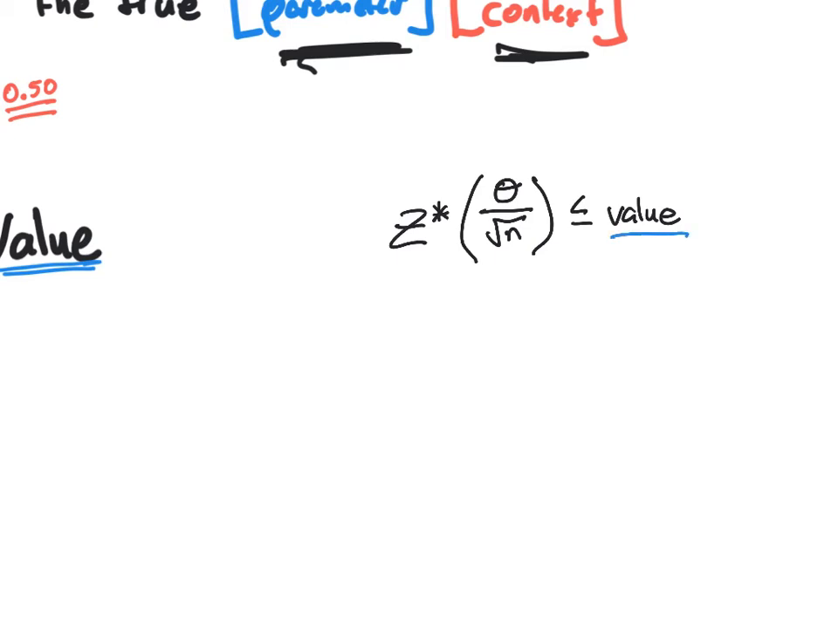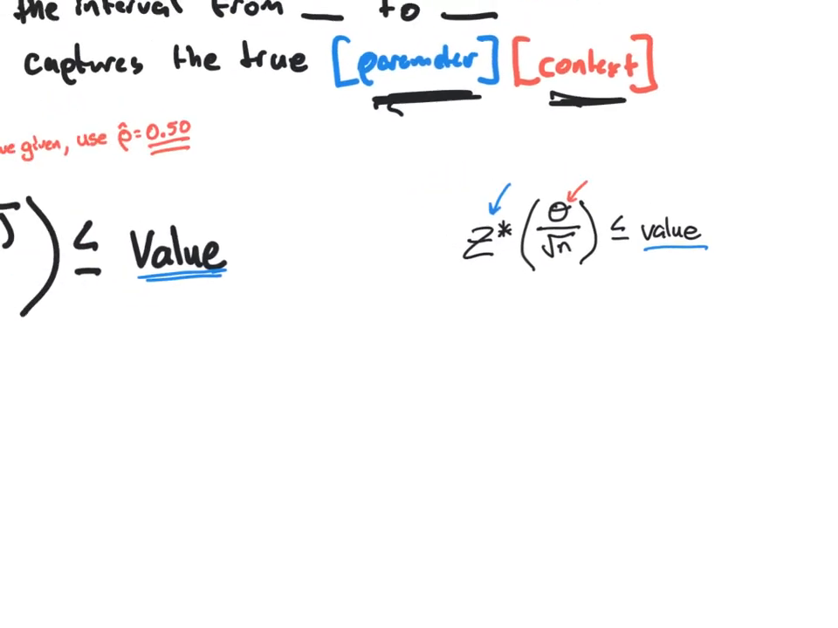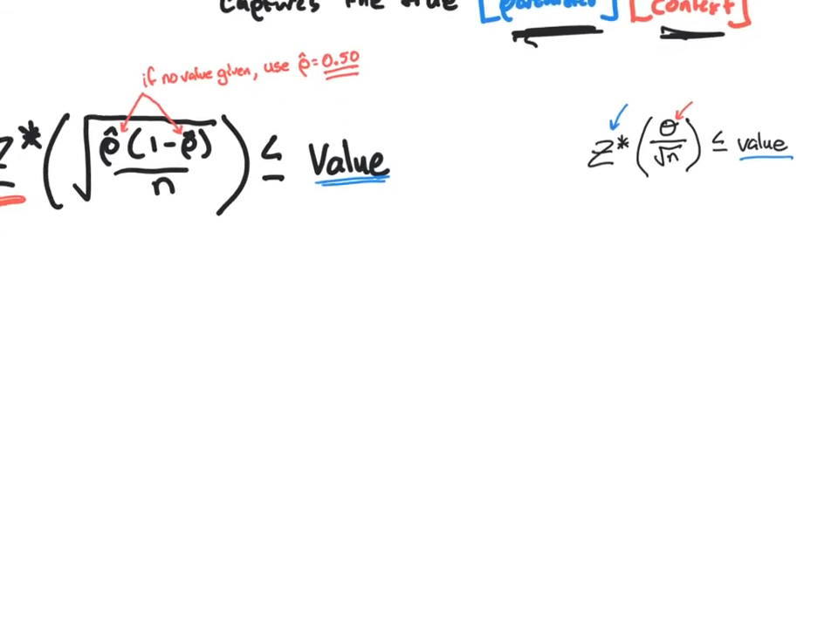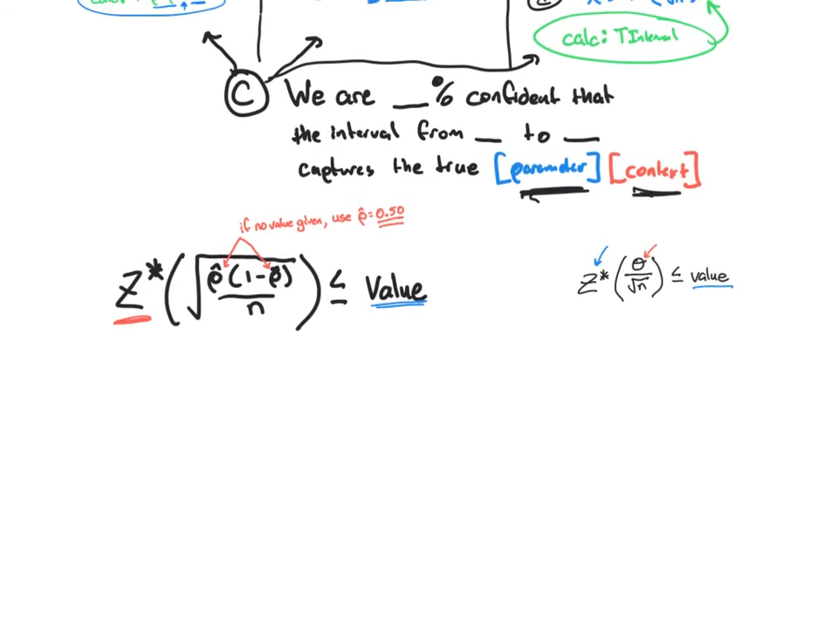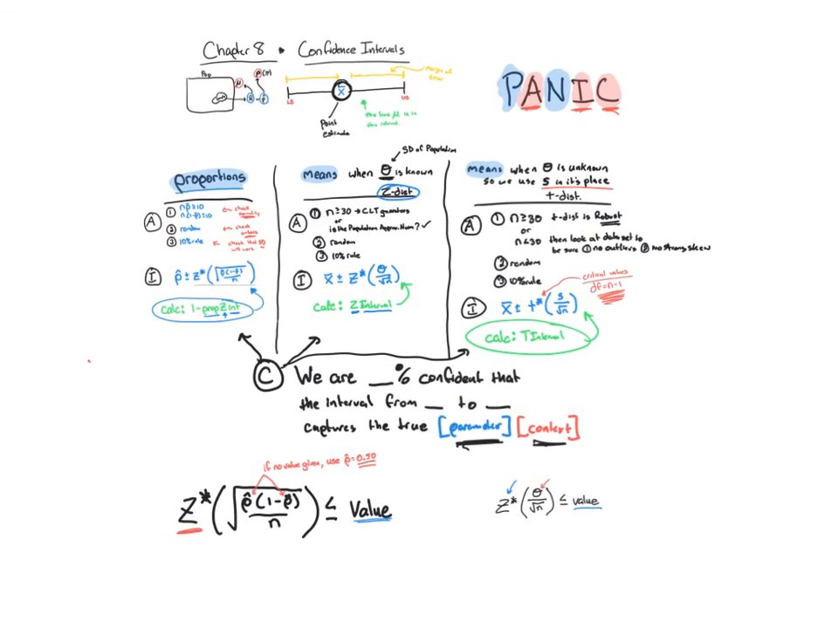Whatever it is. Go look up the z star based on whatever confidence level you are, and they will supply you with a standard deviation. And then you just have to work some magic. I mean, math. Did I say magic? Math, in order to get the actual answer that you need. Okay, so that's a real big majority of everything that we're doing in here.